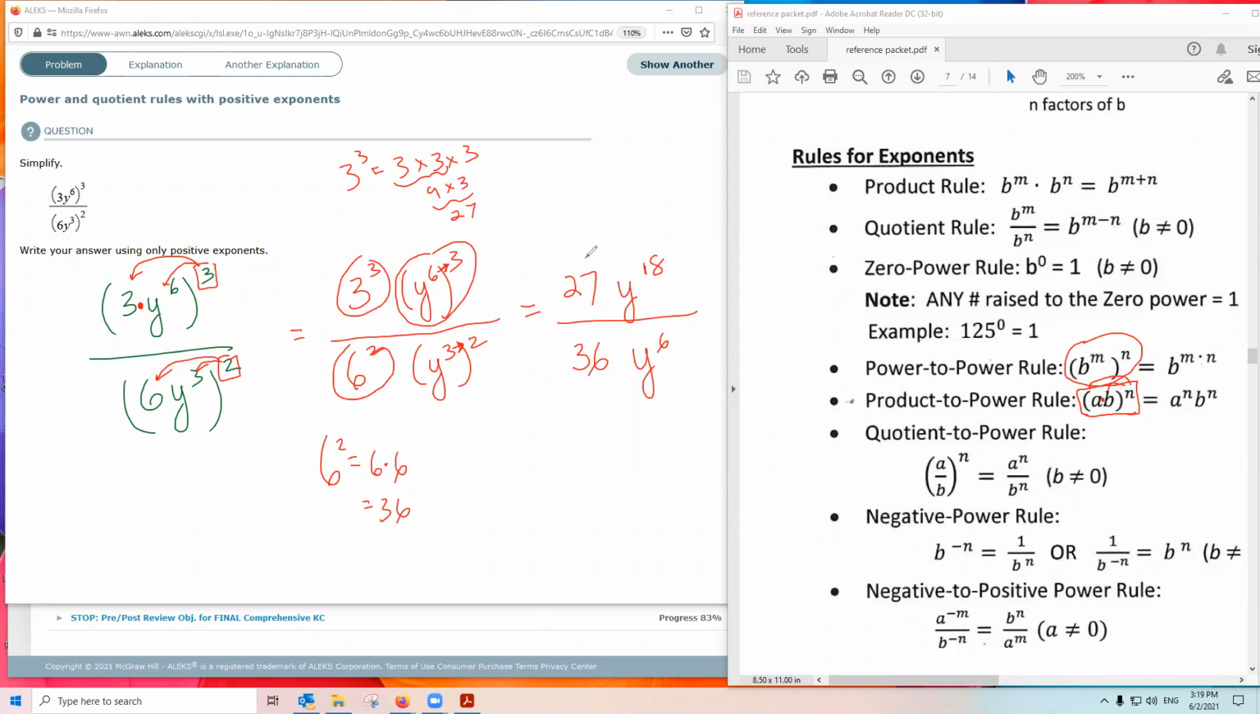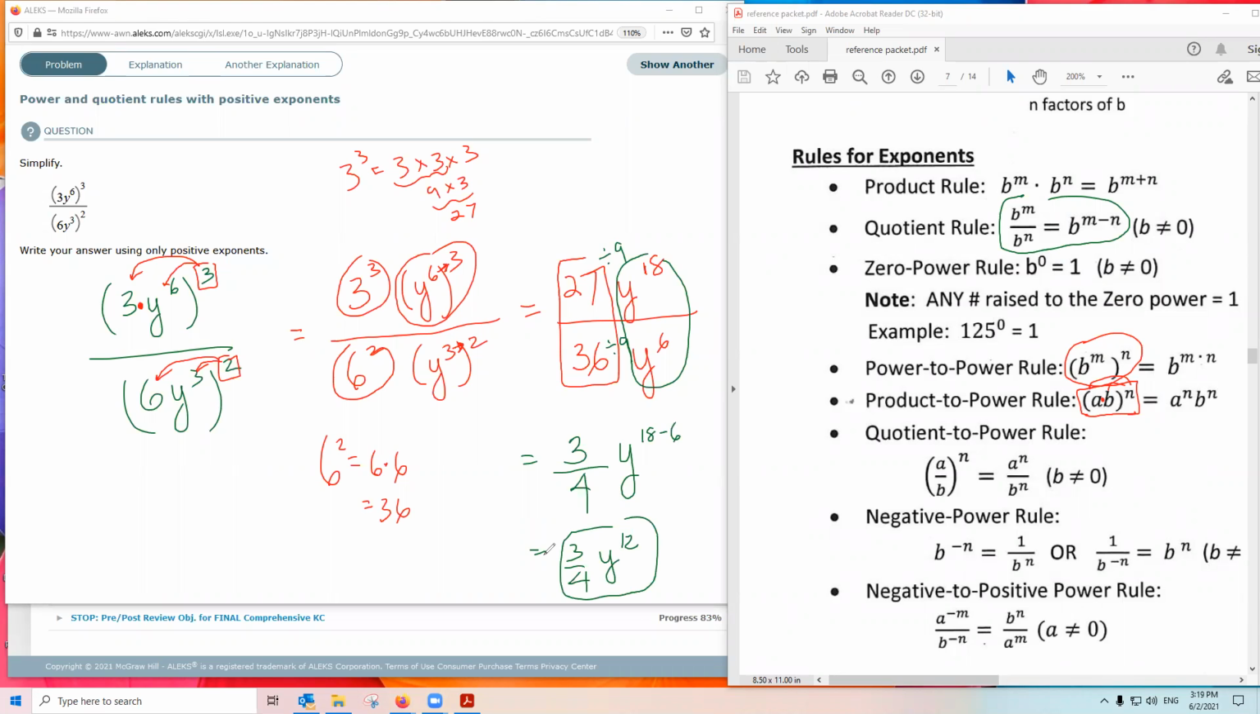First thing I'm going to try to do is, can I simplify this fraction here, 27 over 36? Any way to simplify that? Well, yeah, I'm noticing that I could divide 9 top and bottom. 27 divided by 9 is 3. 36 divided by 9 is 4. Now, let me come to this y. I have y to the 18 over y to the 6. Well, that's the quotient rule. That tells me to keep the base the same, but subtract the exponents. So that's going to be 18 subtract 6. But 18 subtract 6 is 12. So here is my final answer.